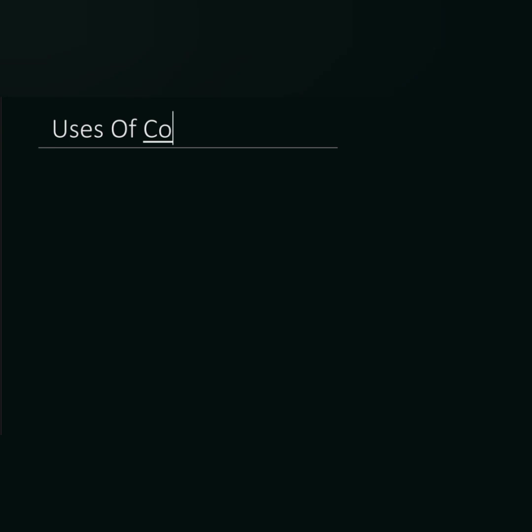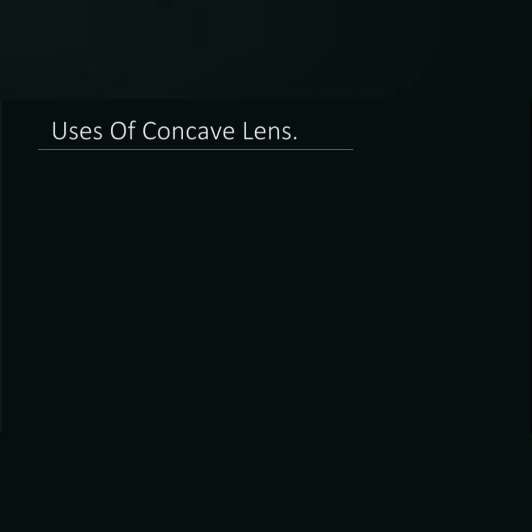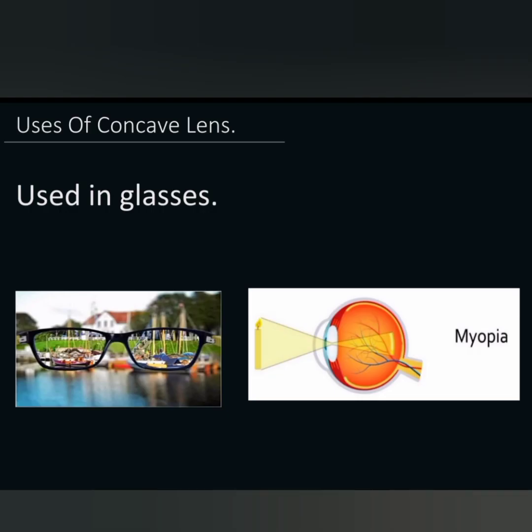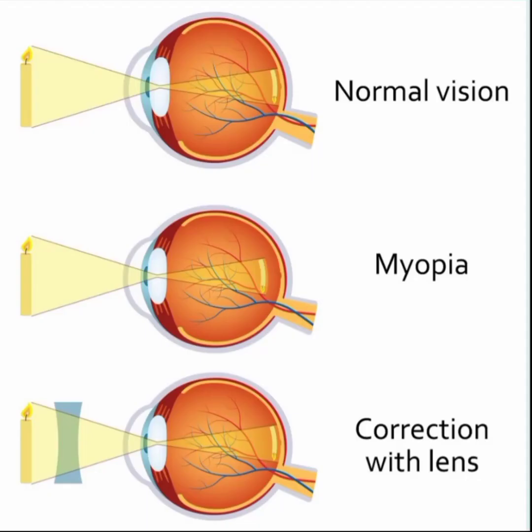Now let's move towards the uses of concave lens. The first use is in glasses. It helps human beings who can't see objects from far, which is also known as nearsightedness.